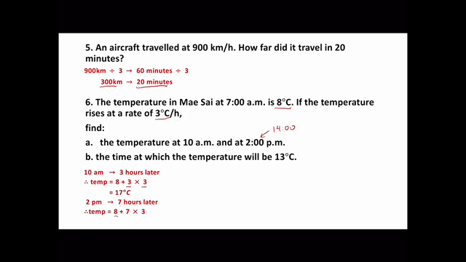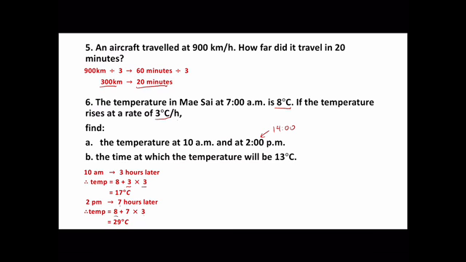So every hour for 7 hours, it goes up 3 degrees. So 7 times 3 is 21. Add the 8, it's 29 degrees now. All right, now next. At what time will the temperature be 13 degrees?